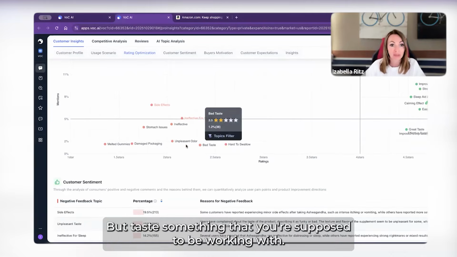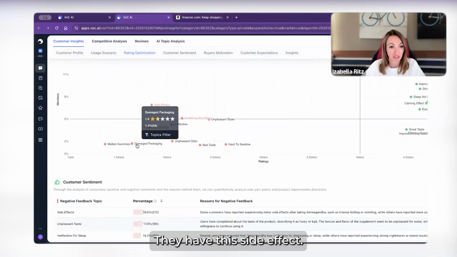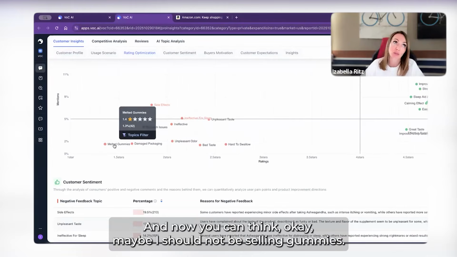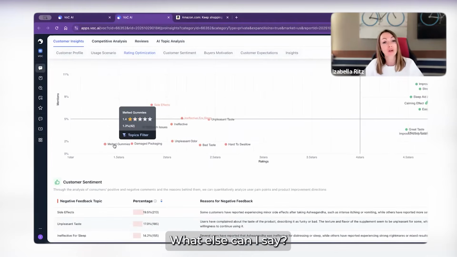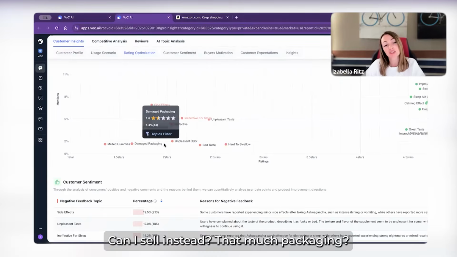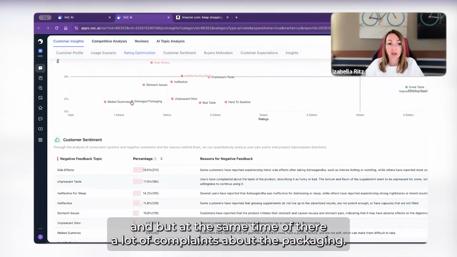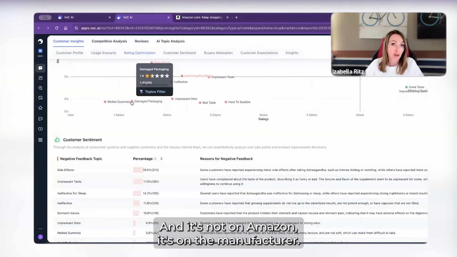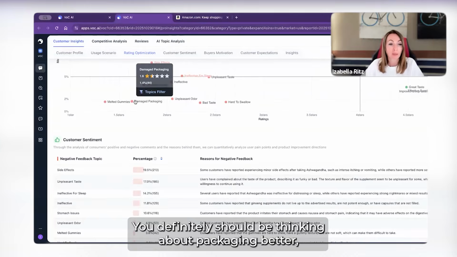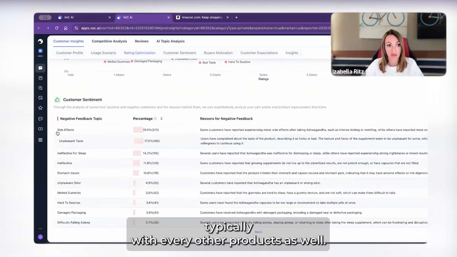Bad taste, something that you're supposed to be working with, unpleasant odor, melted products, they have this side effect. And now you can think, okay, maybe I should not be selling gummies. What else can I sell instead? Damaged packaging. That's something you have to be working on your end. But at the same time, if there are a lot of complaints about damaged packaging and it's not on Amazon, it's on the manufacturer, you definitely should be thinking about packaging better. But this is the side effect and cost of business typically with every other product as well.